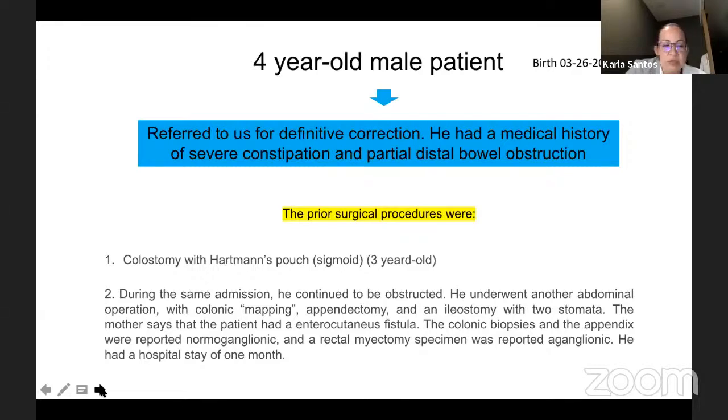During the same admission, he continued to be obstructed. He underwent abdominal operation with colonic mapping, appendectomy, and ileostomy with 2 stomata. The mother said that the patient had an enterocutaneous fistula. The colonic biopsy and the appendix were reported normoganglionic, and a rectal myectomy specimen was reported aganglionic. He had a hospital stay of 1 month.